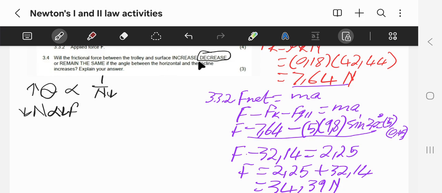The frictional force will decrease due to the angle increasing, thereby having the normal force decrease. And because the normal force will decrease and it's directly proportional to friction, friction will therefore also decrease. That's how we answer that question.